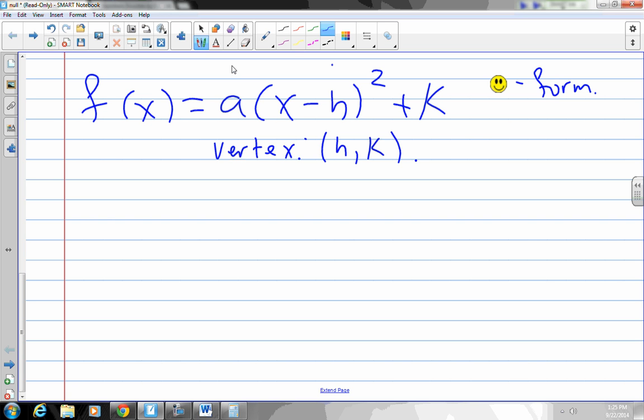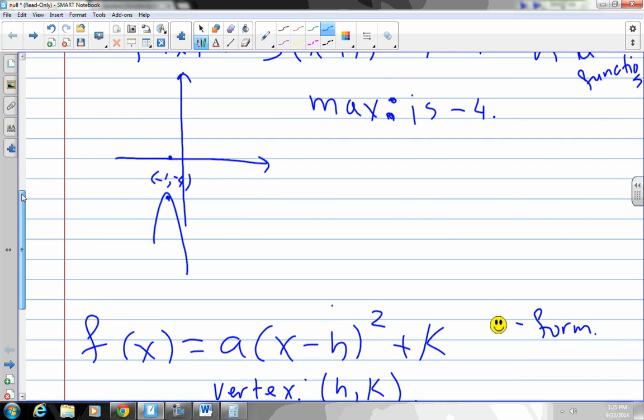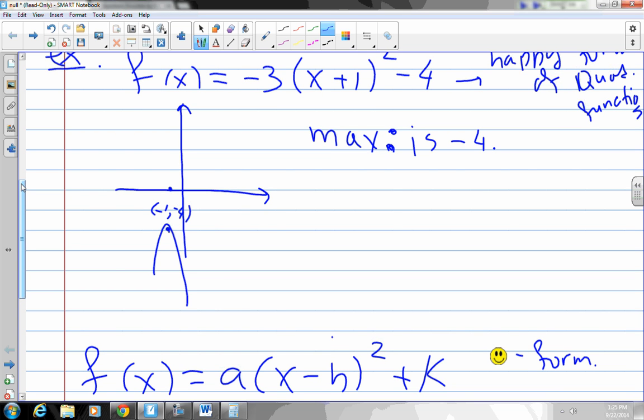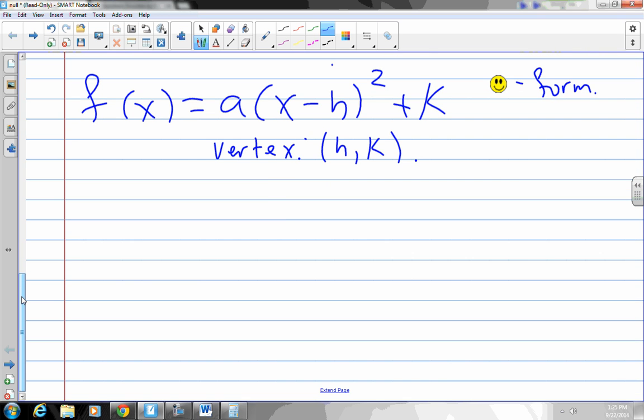So just like in our case, look at that. If you match our parabola, the value of h is -1, the value of k is -4. Figure that when you match them. So -1, -4, or (h, k). Does that make sense? Who's with me?